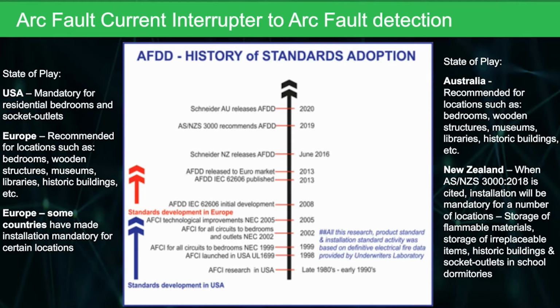It's important to understand that in New Zealand, AFDD installation will be mandatory when they cite in their government Gazette the 2018 version of the wiring rules. They aren't quite there yet, but when they do, it will be mandatory to use the AFDD, as you can see there on the screen, for the storage of flammable materials, storage of irreplaceable items, historic buildings, socket outlets in school dormitories. So they've gone one step further than us in Australia.